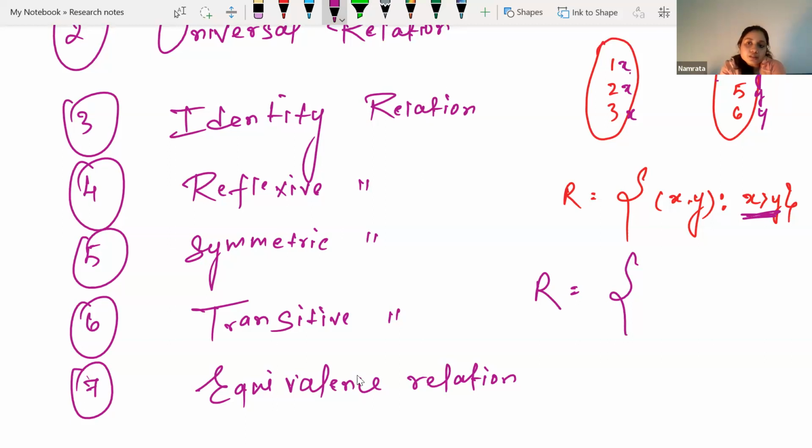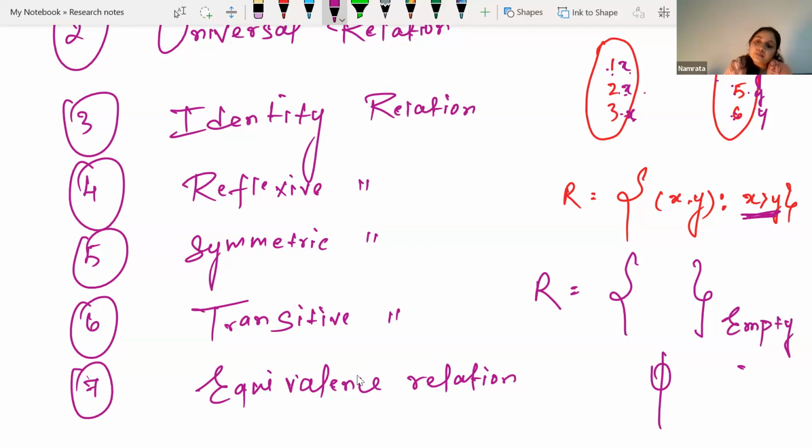Here, if you focus, 1 is less than 4, 1 is less than 5, 1 is less than 6. So the first element from the first set is not greater. The next one, 2, is less than 5, 2 is less than 6, 3 is less than 4, 3 is less than 5, 3 is less than 6. So there will not be any element in this set according to the defined relation. It will be an empty relation.